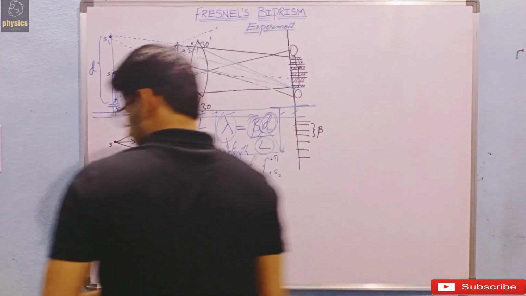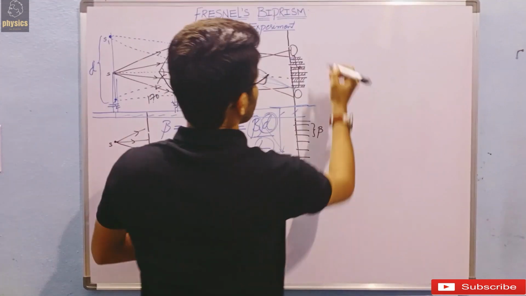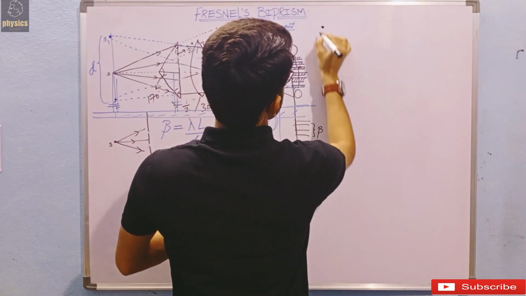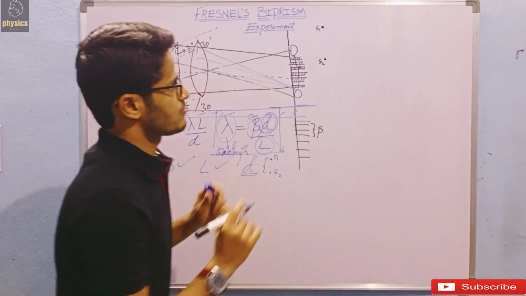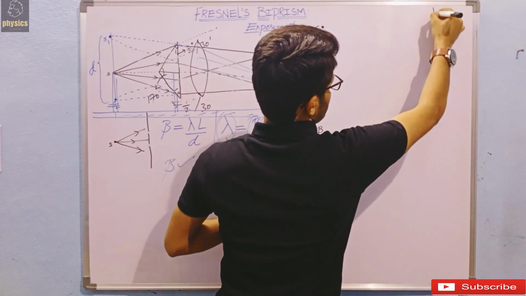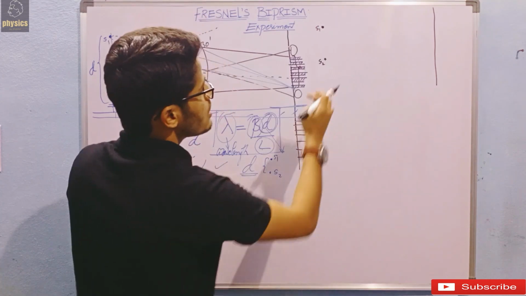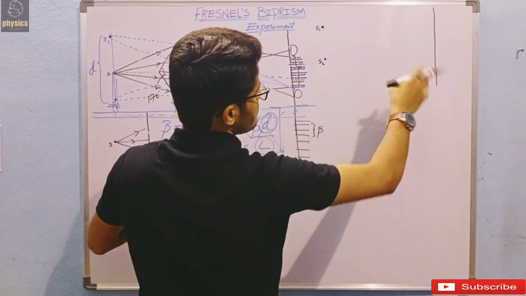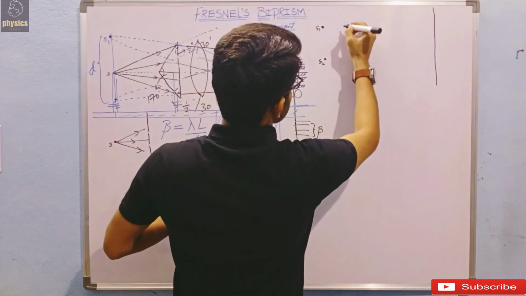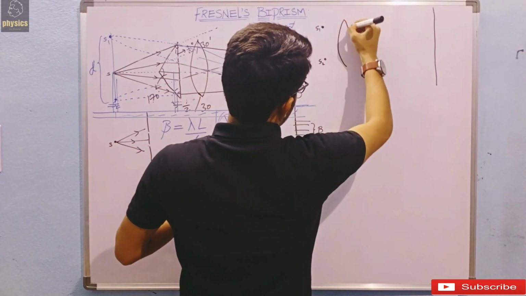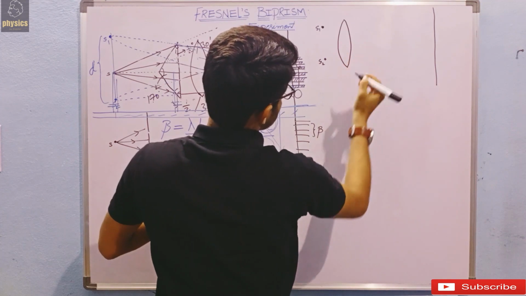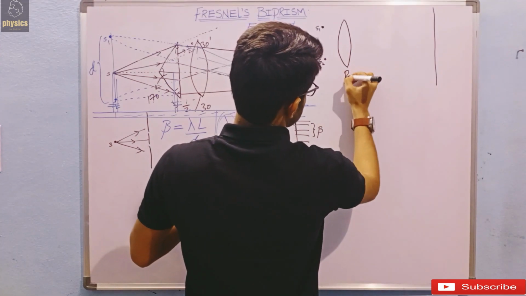So the thing is, we have two sources, S1 and S2. Here's the final screen. So here are the sources S1 and S2 and the final screen. So what we do is, we'll put a convex lens. Okay, so this is the first position. I am calling it P1.